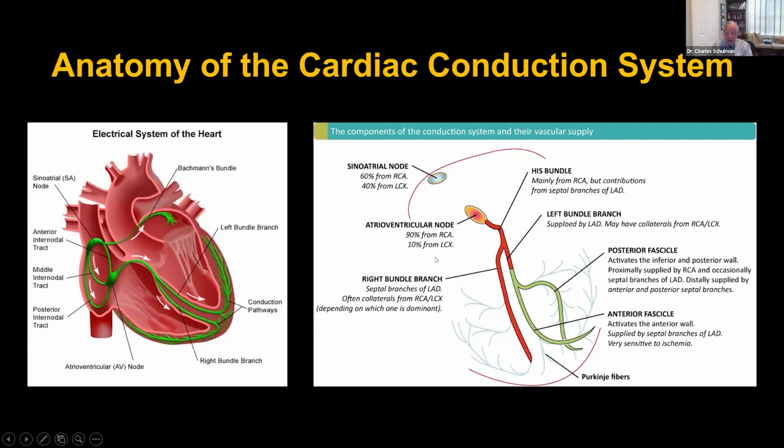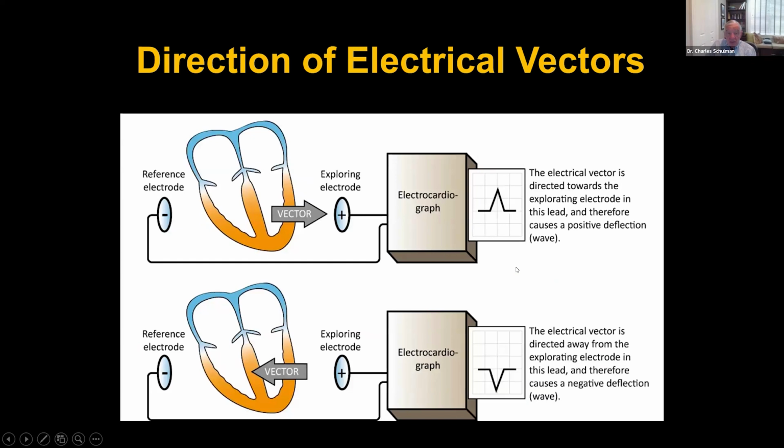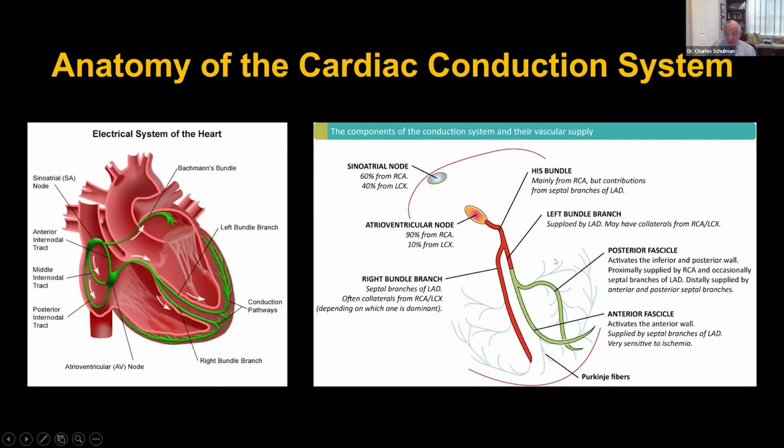The blood supply of these structures is as follows. The SA node is fed in 60% of people from the right coronary artery and 40% from the left circumflex artery. The AV node, on the other hand, is fed in 90% of people from the right coronary artery. The right bundle branch and the anterior fascicle of the left bundle branch are fed by the left anterior descending coronary artery, and the left posterior fascicle is fed by a mixed supply. These blood supply issues have factors when one considers heart block in the presence of acute myocardial infarction.